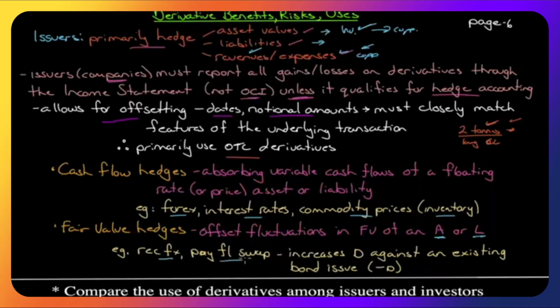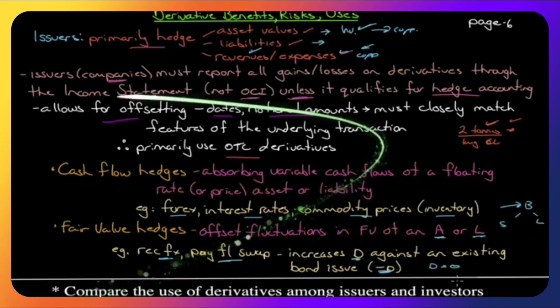A receive fixed pay floating swap increases duration against an existing bond issue. So a company that issues a bond, investors will hold that particular bond. Investors are long the bond. The company is inherently short the bond. Since the bond has duration, the company will have negative duration on that bond. If they want to bring that duration up to zero, that means not have that negative duration exposure, they can enter into a receive fixed pay floating swap. The receive fixed pay floating swap has positive duration, so you can increase the negative duration. And if you want to neutralize any interest rate risk, you would do so till you get a duration of zero.